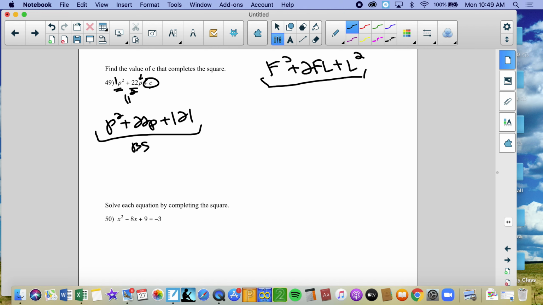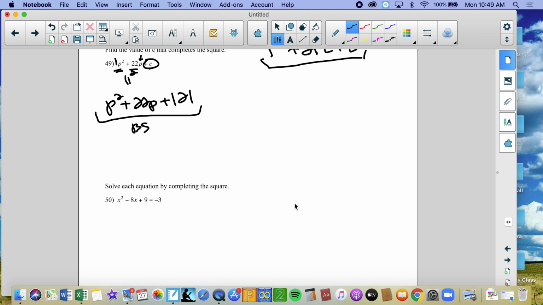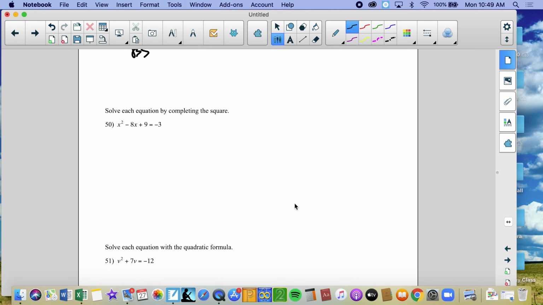So solve each equation by completing the square, number 50. So first thing we need to do is we need to get this constant value away. It needs to be on the other side. So it looks like that practice problem we did in 49. So I'm going to subtract 9. That gives me x squared minus 8x equals negative 12.